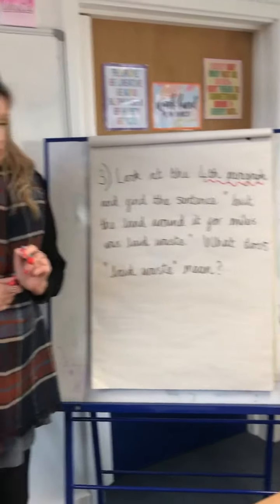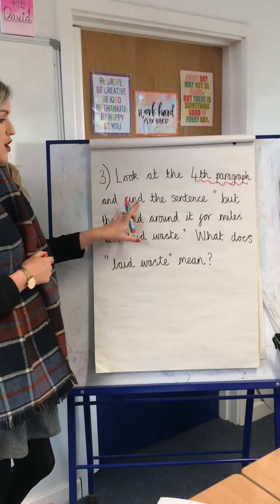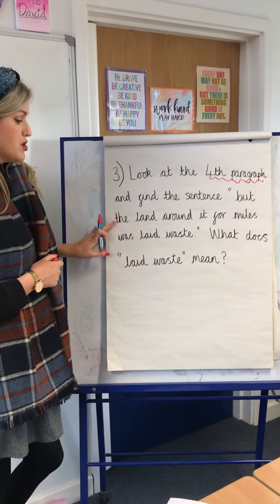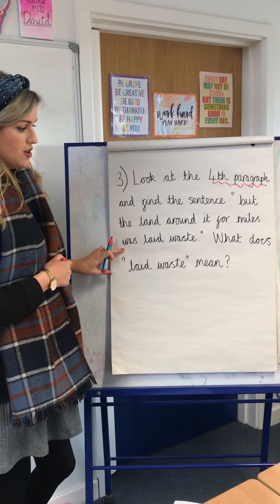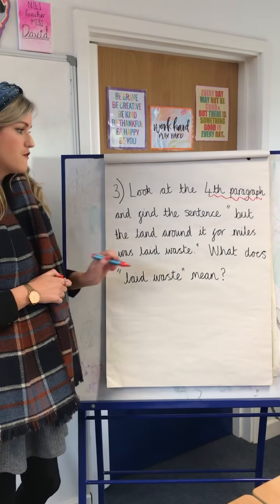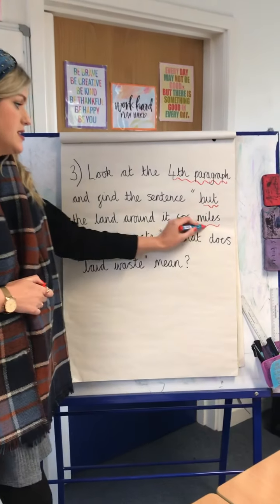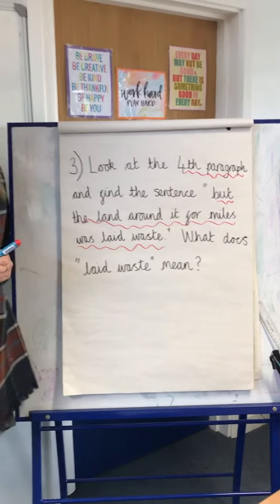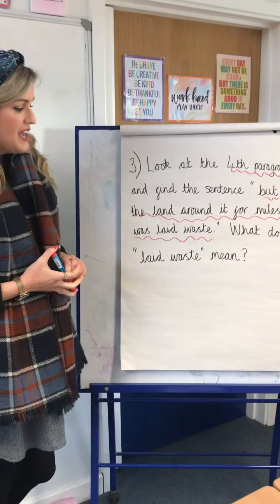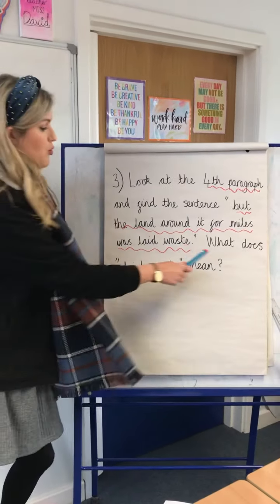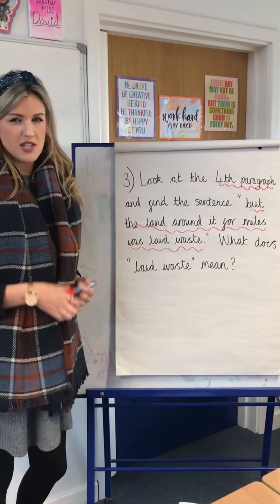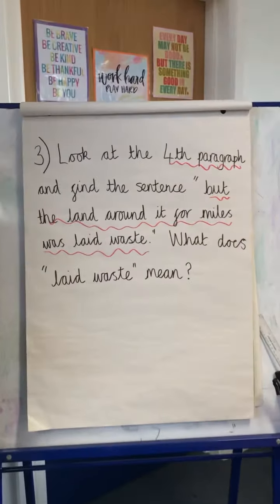For the third question, we're looking at the fourth paragraph. So make sure you're looking in the right place. And we're finding the sentence, but the land around it for miles was laid waste. So I'll just give you a second to find this sentence. And you can highlight it or underline it from the fourth paragraph. And then your question is, what does laid waste mean? What does that phrase mean?